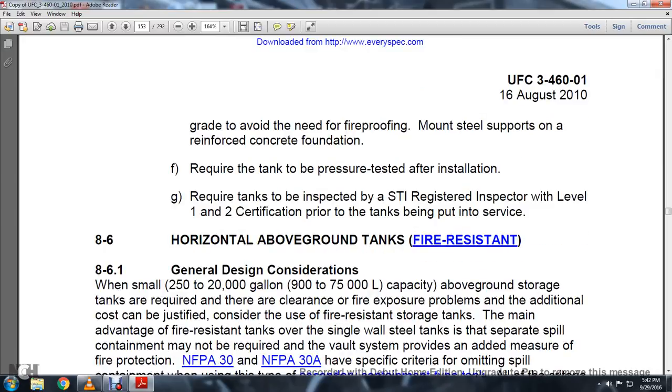Alright, 8.6 horizontal aboveground tanks, fire resistant. General description and considerations: when small 250 to 20,000 gallon capacity aboveground storage tanks are required, but there are fire exposure problems, the additional cost is justified by considering the use of fire resistant storage tanks. The main advantage of fire resistant tanks over single wall steel tanks is that separate spill containment may not be required. The system provides an additional measure of fire protection.